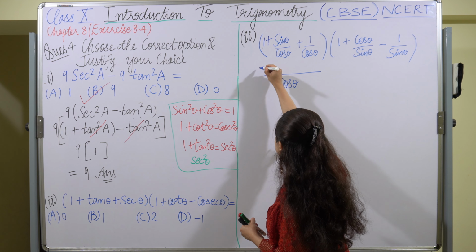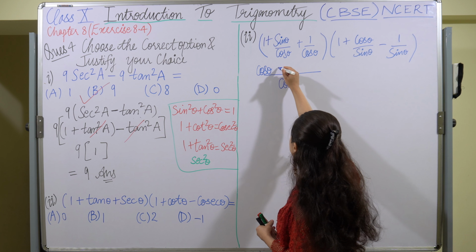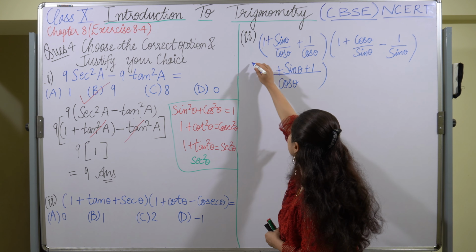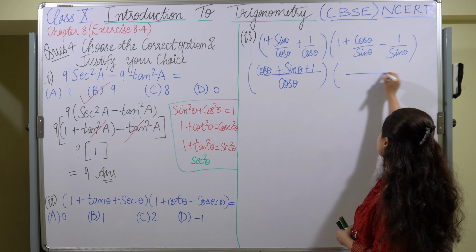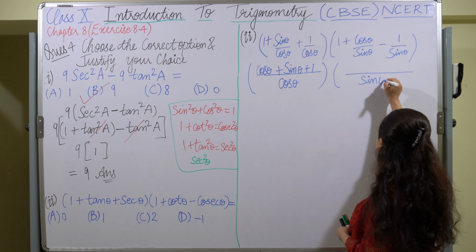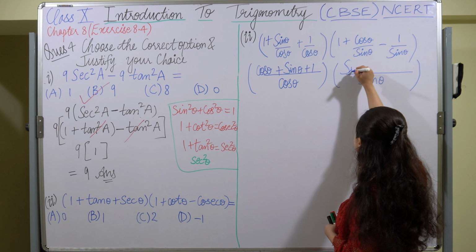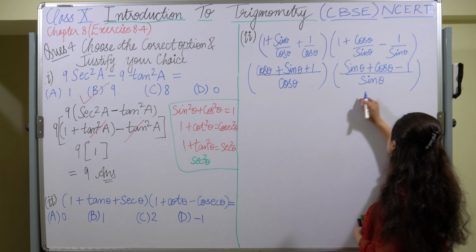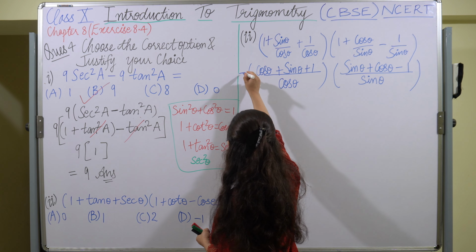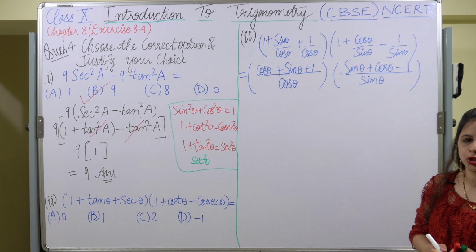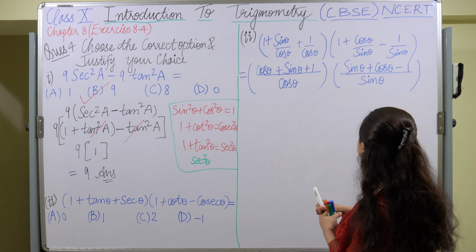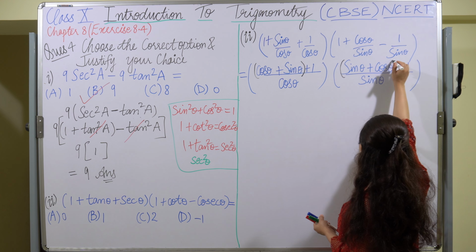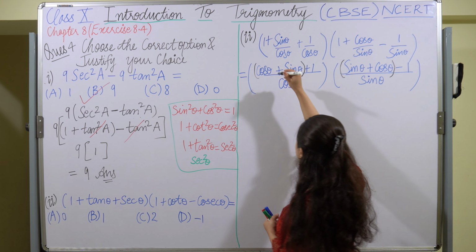Cos theta, here it will come cos theta, cos will go 1 times, here it will come sin theta plus 1. Okay, and here we'll be getting sin theta, so here it will be sin theta plus cos theta minus 1. Okay, so after taking the LCM we have got this expression. Now in the numerator we can see this is common, so we can suppose it to be A.